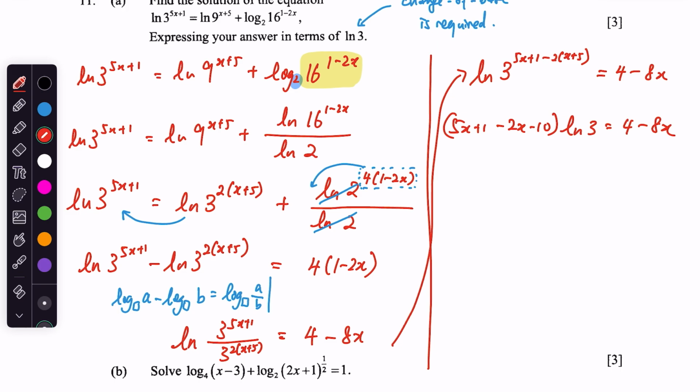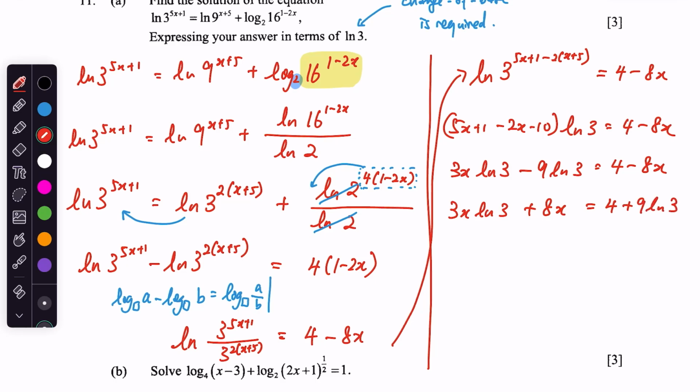We have 5x minus 2x, so we have 3x. And then I expand, I get ln 3. I have 1 minus 10, so negative 9 times ln 3. Okay, afterwards I'm going to bring all the x's to one side. So I'm going to bring the 8x over to the left side. I'm going to bring the 9 ln 3 to the other side, so plus 9 ln 3.